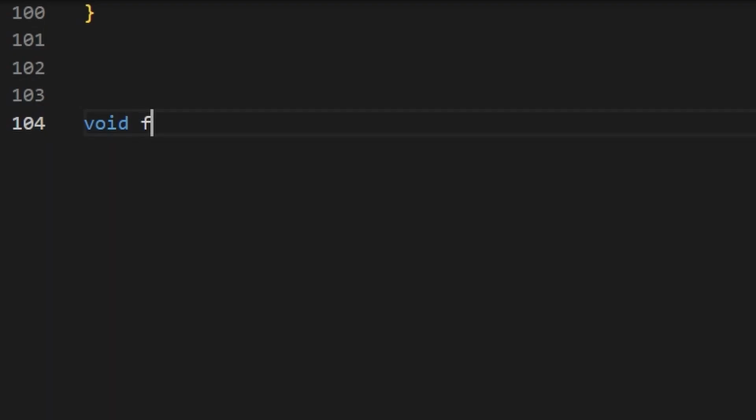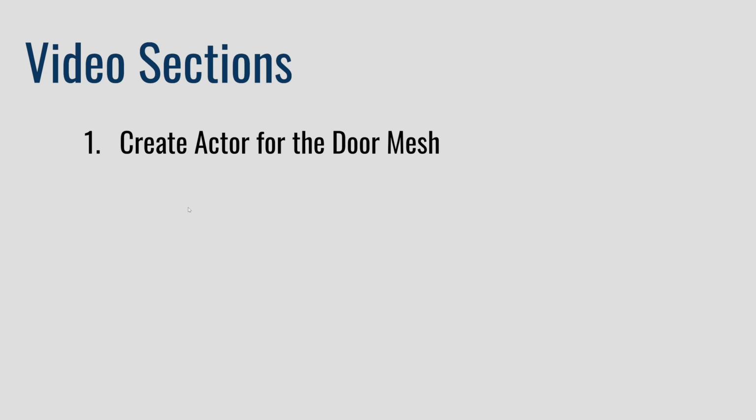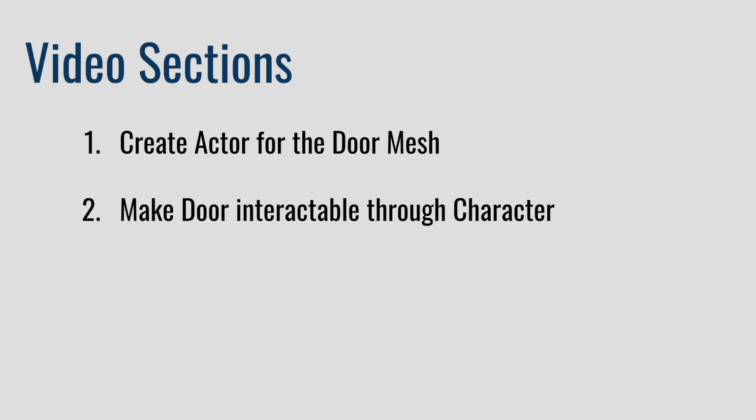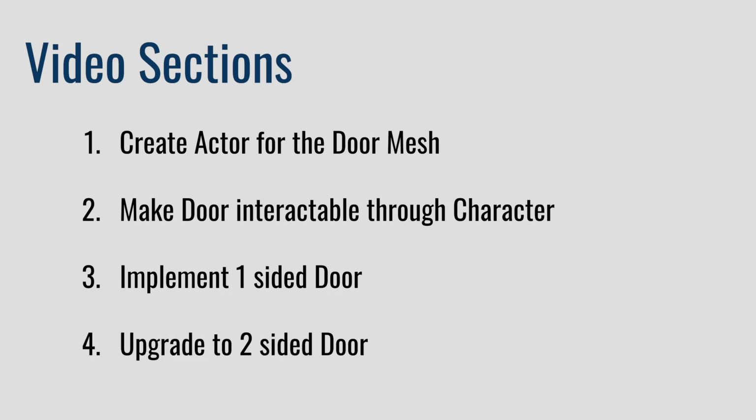I figured this would be better since in my own personal experience, just seeing someone write code any slower doesn't help. Instead, I divided the video into sections and decided to explain chunks of code visually. The first will be simply making a door actor. The second will be making the door interactable through the character, and the third will be implementing a one-sided door. Now the last part, which is optional, is just upgrading that to a two-sided door.